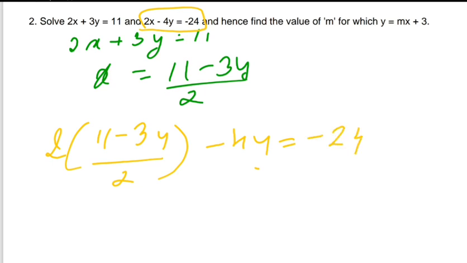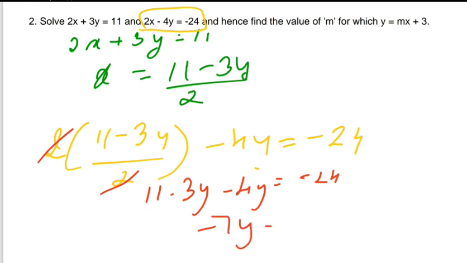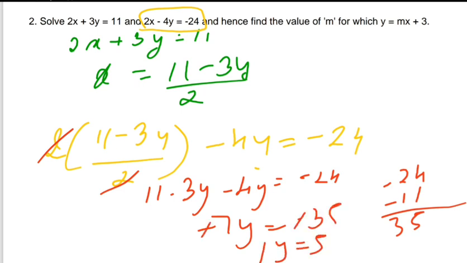Now cancelling the 2 and 2. So 11 minus 3y minus 4y is equal to minus 24. So minus 3y minus 4y is equal to minus 7y. So if you take 11 to RHS, minus 24 minus 11, that is minus 35. So minus and minus will be cancelled. So y is equal to 5. So y will be 5.